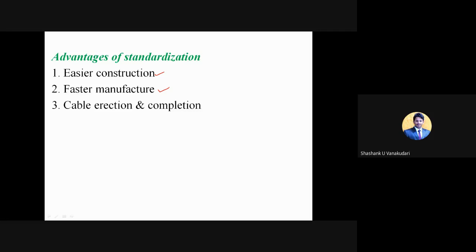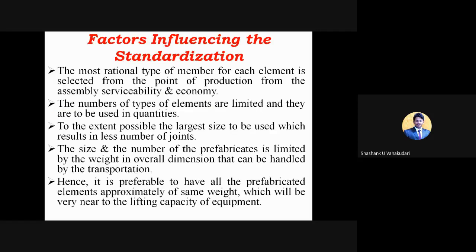And then cable erection and completion. Here, whatever defects or problems we face in the erection process can be avoided, because once we do the trial and error for one particular member, the same thing we can repeat for other members also, right? So the cable erections and the completion process will be easier compared to the other structural members. Then these are the factors influencing the standardization.